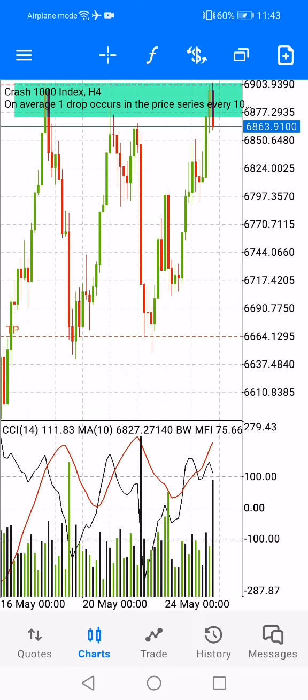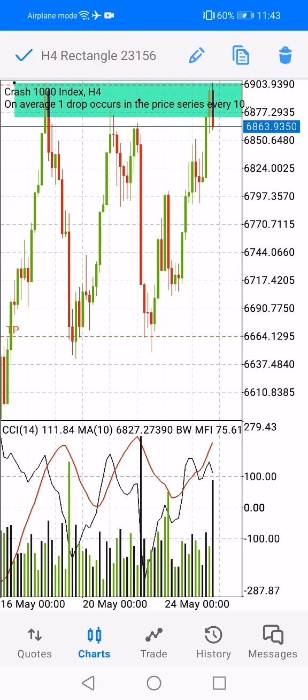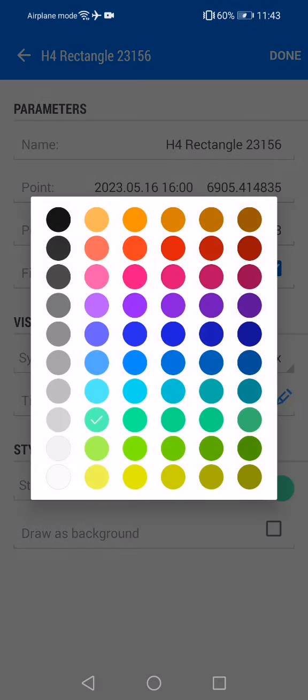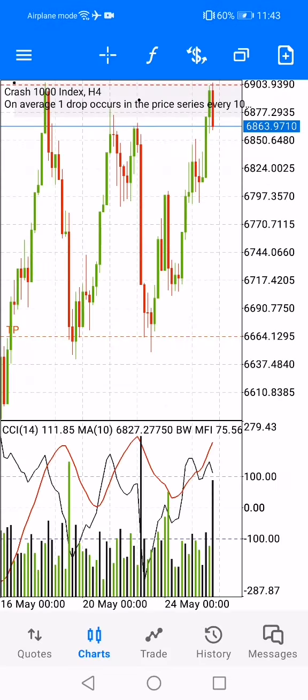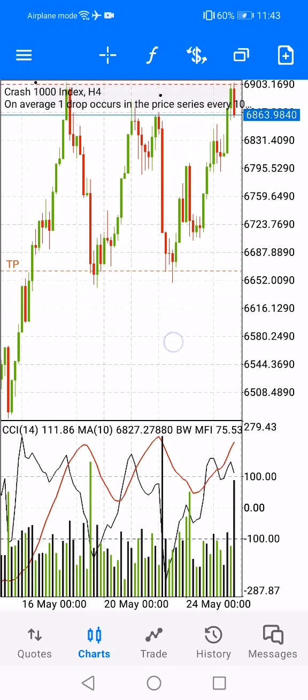Okay, you see where my entry said. Let me remove this rectangle. Okay, let me make it the color of the screen so that you can see where my entry is. Look at my entry, guys.